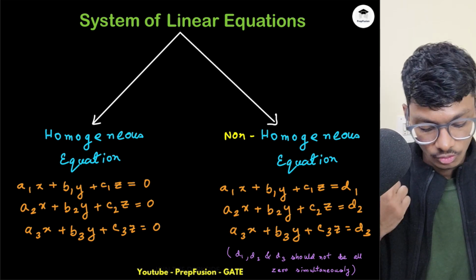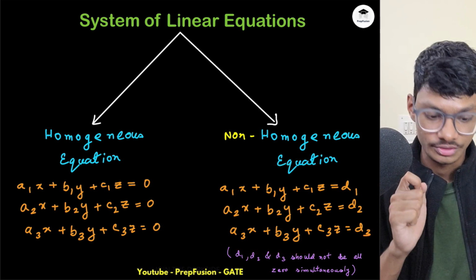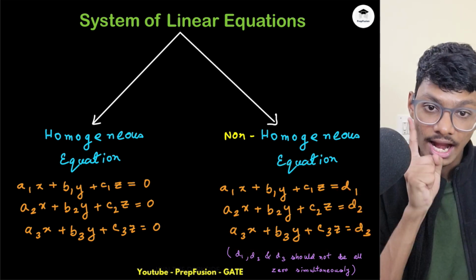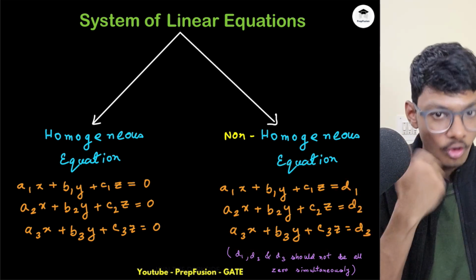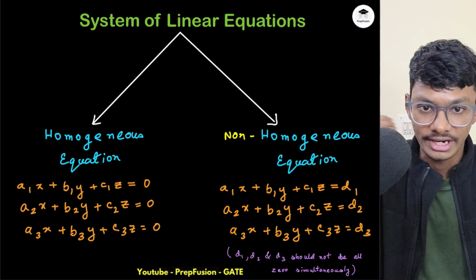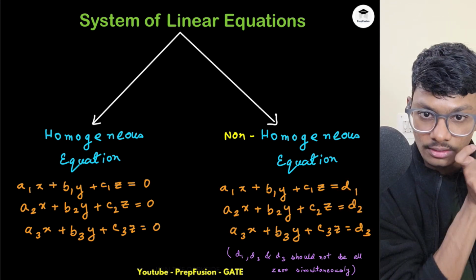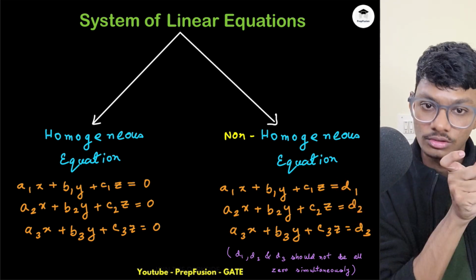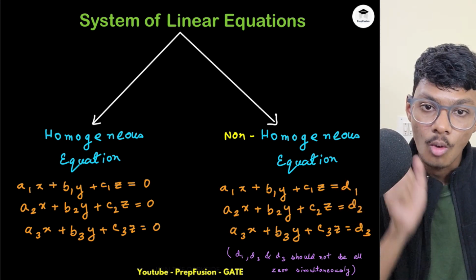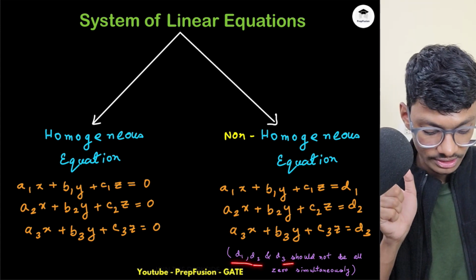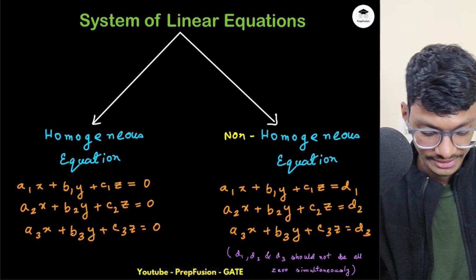In the non-homogeneous equation, at least one of the right hand side constants has to be non-zero. If all of them are 0, then it will come into the category of homogeneous equations. If at least one of these constants is non-zero, then it will be called a non-homogeneous system. So d1, d2 and d3 should not all be 0 simultaneously.